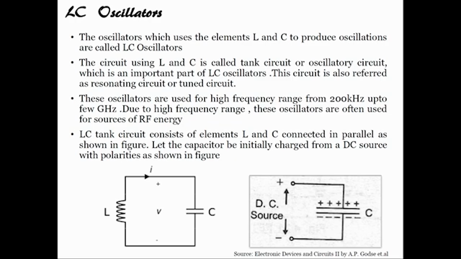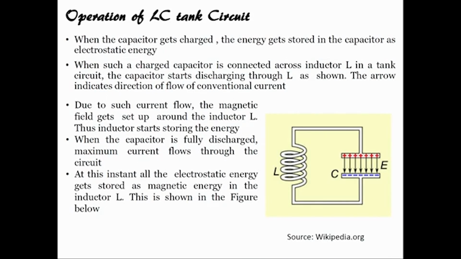Suppose a DC source is there and we are charging the capacitor in the polarity shown in the figure. What will happen? When the capacitor charges, the energy stored in the capacitor is electrostatic energy, and when such a capacitor is connected across an inductor, the capacitor will start discharging. When it starts discharging through L, a magnetic field gets set up around the inductor and thus the inductor starts storing the energy.